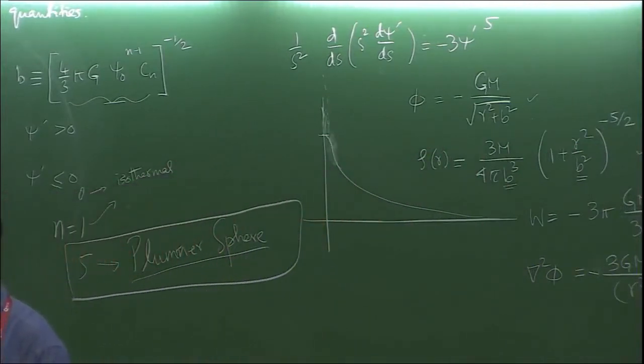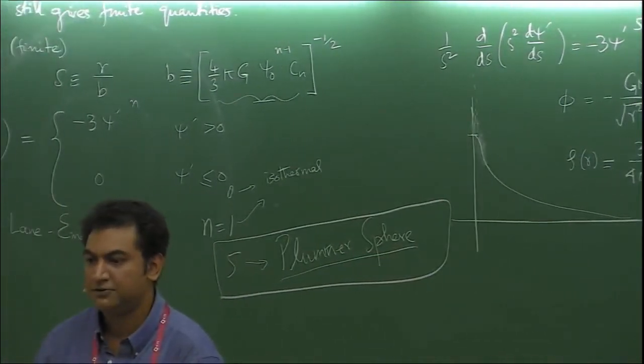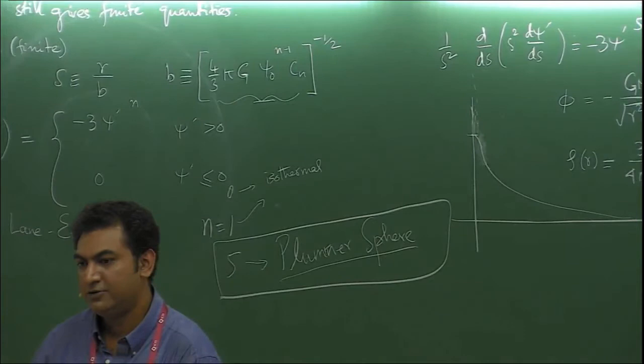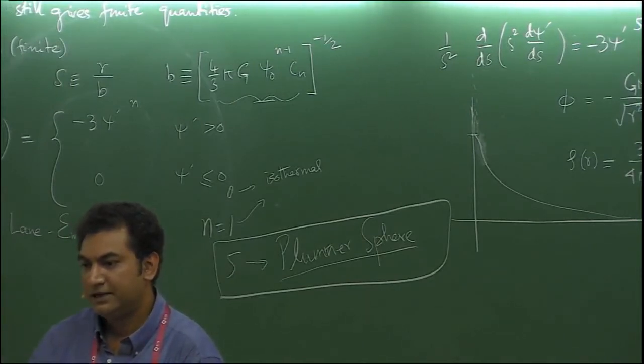Even for dark matter, yes. A lot of people actually use the Plummer sphere to model how stars will move in the halo of the dark matter. But at very large separations, it's probably better to use NFW.